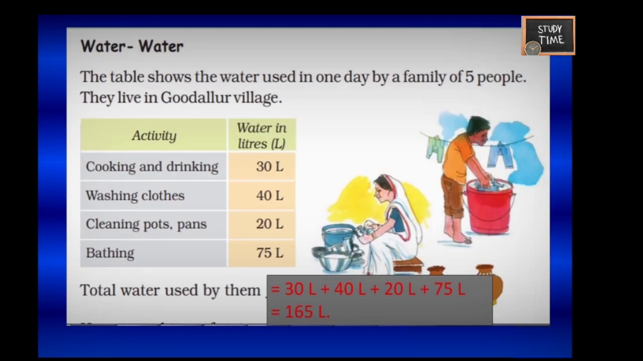So next, the table shows the water used in 1 day by a family of 5 people. They live in Godalur village. So activity and water in liters. Cooking and drinking, they used 30 liters. Washing clothes, 40 liters. Cleaning pots, pans, 20 liters. Bathing, 75 liters. Total water used by them: you have to add the water in liters. So you will be getting 90 plus 75, that is 165 liters.